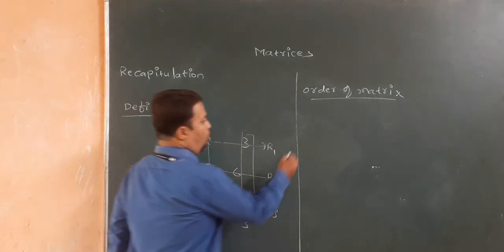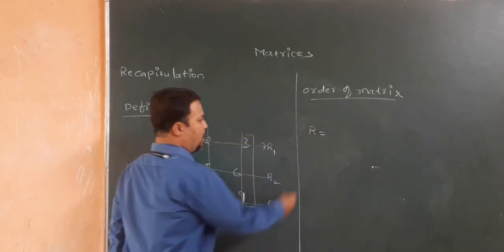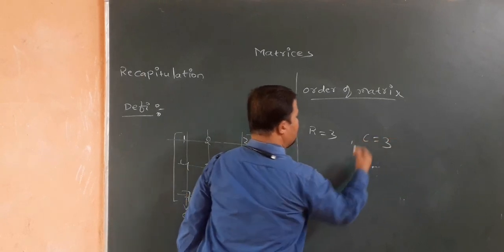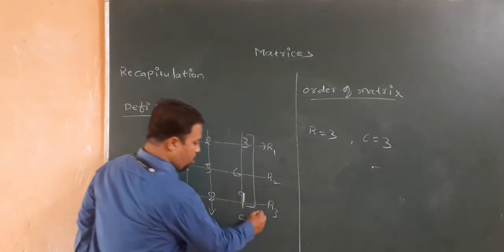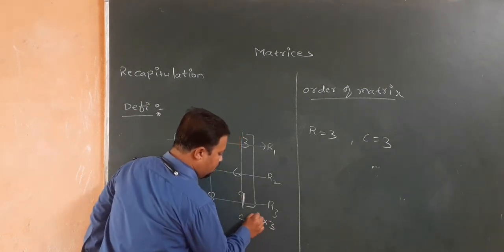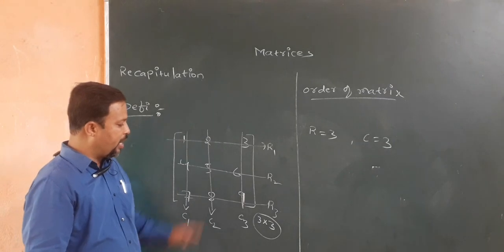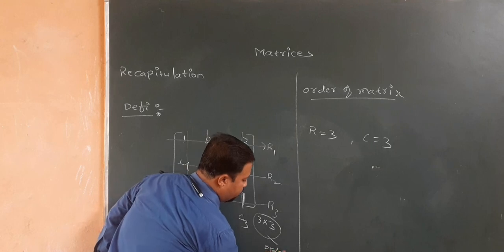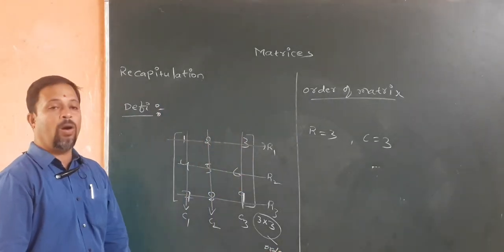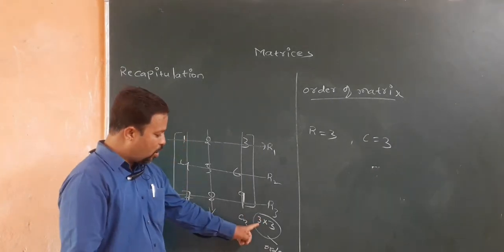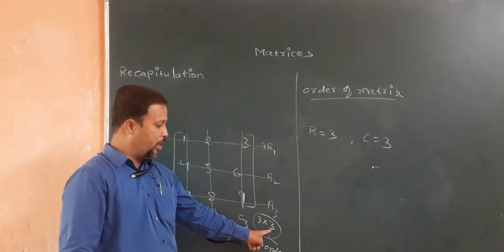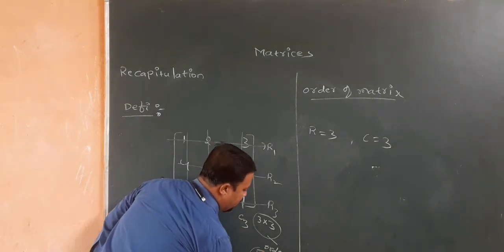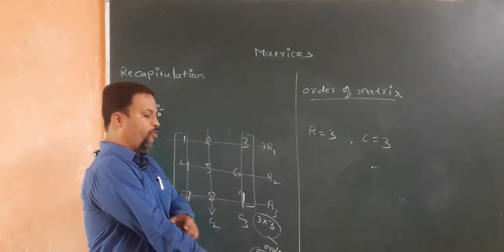How many rows? Let R be the number of rows, and R equals 3. How many columns? Column C, and C equals 3. So we write it here as 3 cross 3. We write this for a matrix. This is called the order of a matrix. So it is 3 cross 3, which indicates how many rows are there and how many columns are there. In general, R cross C is the order of the matrix.